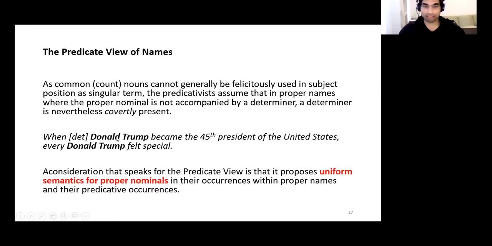A consideration that speaks for the predicate view is that it proposes a uniform semantics for proper nominals in their occurrences within proper names and in their predicative occurrences. I talked earlier about how the first occurrence of the expression Donald Trump is the occurrence of a proper name, but the second occurrence is not. But both of these occurrences of the expression Donald Trump are occurrences of a proper nominal, and the predicate view has the advantage that the proper nominal in both these instances can be thought of as having the same semantic value.